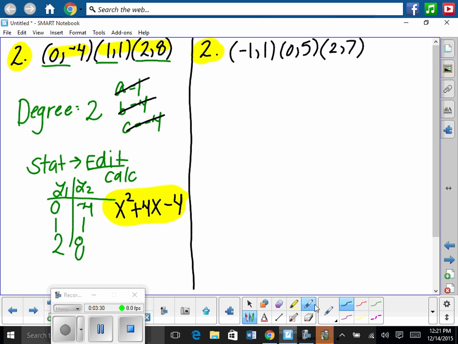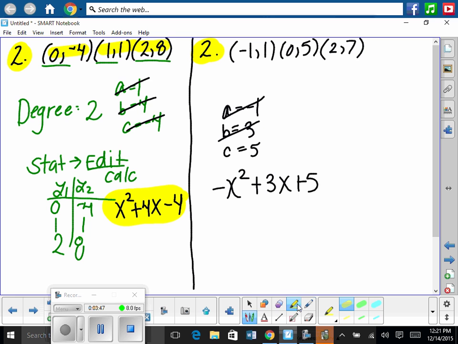So we do the same thing over here, and if you do that, you will get the answer. You'll get A equal to -1, B equal to 3, and C equal to 5, so you'll get -x squared for -1, plus 3x, plus 5. So this would be your final answer.